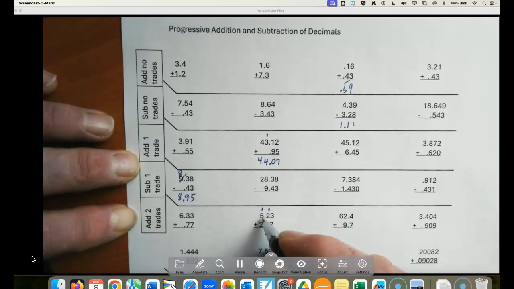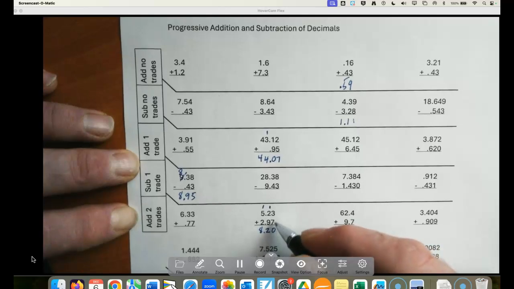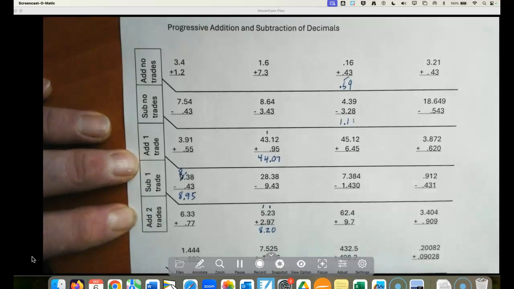1 plus 5 is 6. 6 plus 2 is 8. Leave the decimal. Let's try it one more time. 3 plus 7 is 10. So here's the 0 and here's the 1, or the grouping of 10. So now we have 1 plus 2 is 3. 3 plus 9 is 12. Here's the 2. Here's the 10 we're carrying. 1 plus 5 is 6. 6 plus 2 is 8.